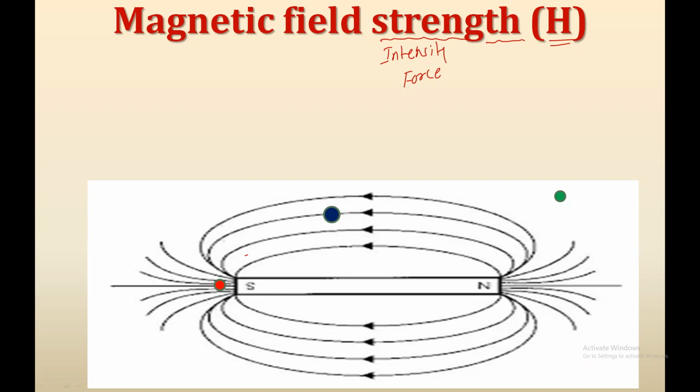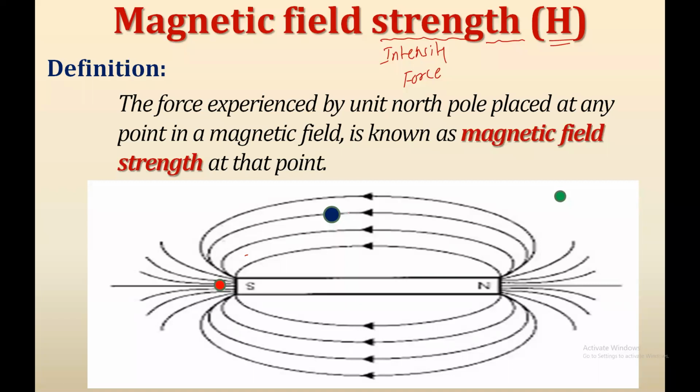And that is nothing but the strength of that field. Is it right? So based on that experiment, we can easily say that the magnetic field strength is very strong near to the magnet, and it becomes weaker and weaker as we move away from that magnet. So how can you define the magnetic field strength? The force experienced by a unit north pole placed at any point in that magnetic field is known as the magnetic field strength at that point.